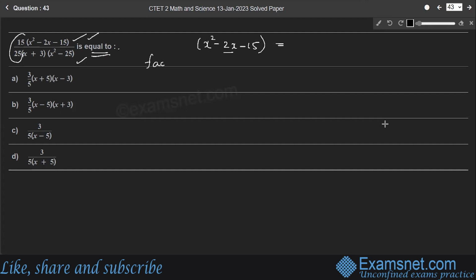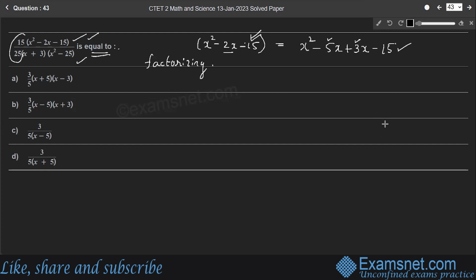Here, x square, so minus 2x can be written as minus 5x plus 3x, so that minus 5 into plus 3 becomes minus 15, which is the last term. Students, while solving a quadratic equation, there are two methods to find the value of x. One is the factorization method, that means splitting the middle term, and another is using the formula. Here we are not going to find the value of x, we are just factorizing the quadratic expression, not exactly the equation.